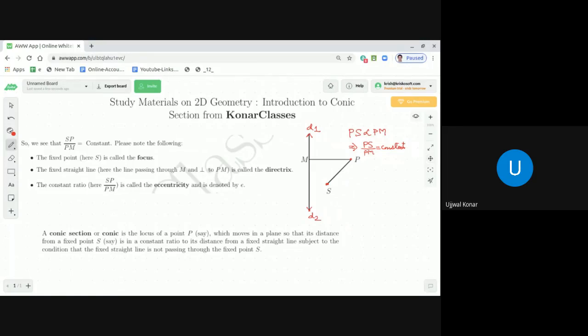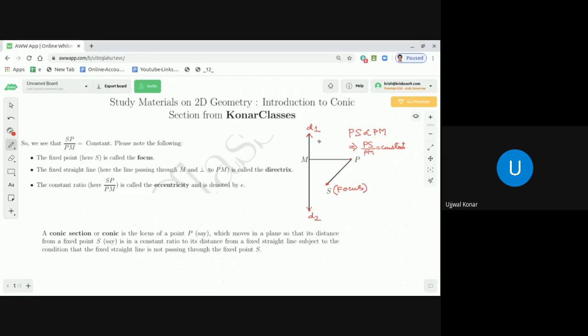Please note the following point. The fixed point, that is S, is called the focus. Henceforth, that fixed point is called the focus. There is a focus for a parabola, for an ellipse, and for a hyperbola. The fixed straight line, here the line passing through the point M and parallel to PM, also has a name. So far we have learned two terminologies. One is the focus, so this particular point S is called the focus.